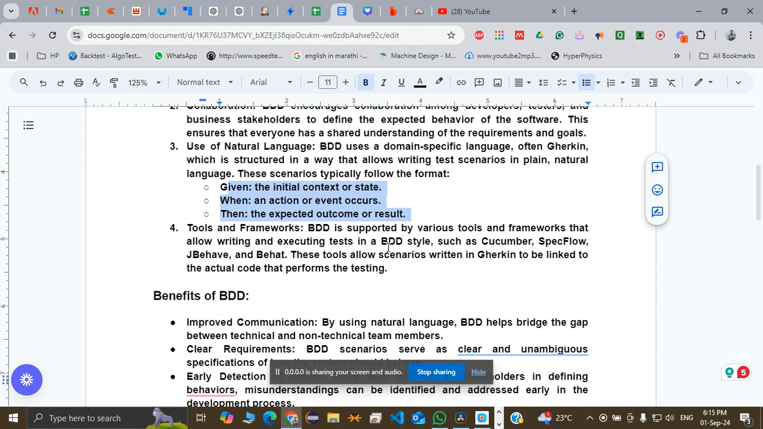BDD is supported by various tools and frameworks. A very powerful tool out there in the market is Cucumber. Likewise, SpecFlow, JBehave, and Behat are also some of the tools that support the BDD methodology. One thing to know is that BDD is not entirely Cucumber, and Cucumber is not entirely BDD. However, Cucumber is a tool which supports the BDD methodology.